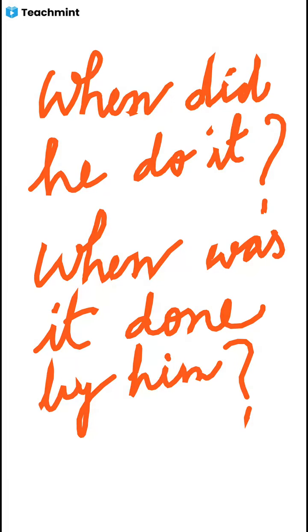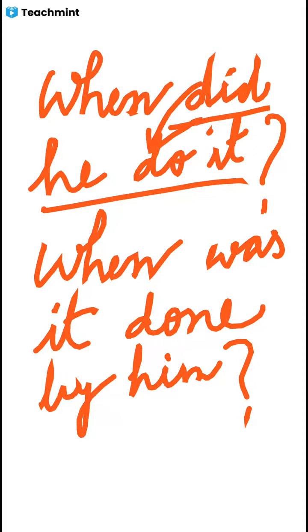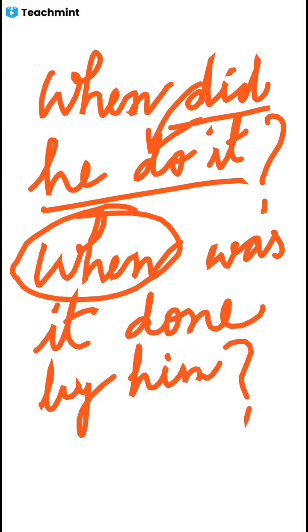First step, we will do it like assertive sentences. That means, he did it. Did he do it? It will become he did it, because "did" will come here. If you change this, then it will become it was done by him. Then, was it done by him? And before that, we have when. When was it done by him?